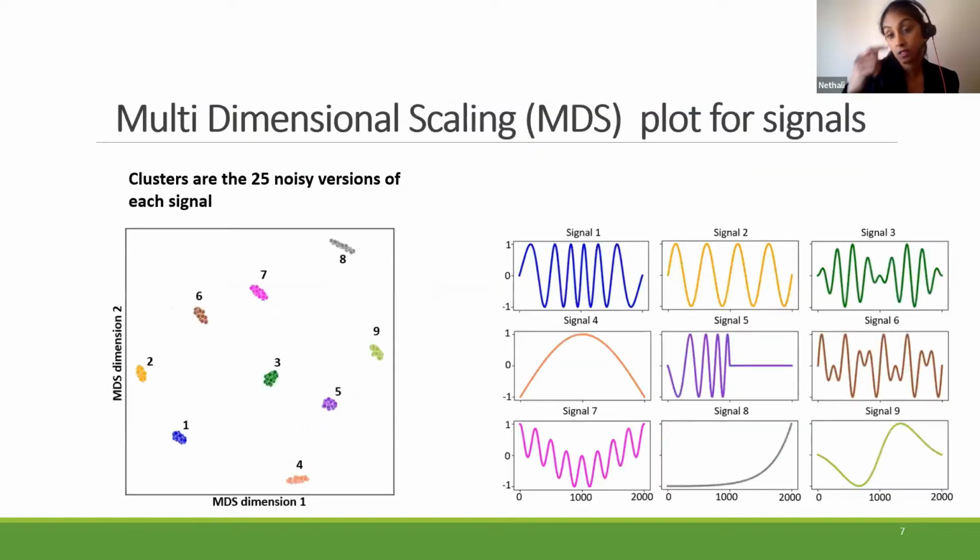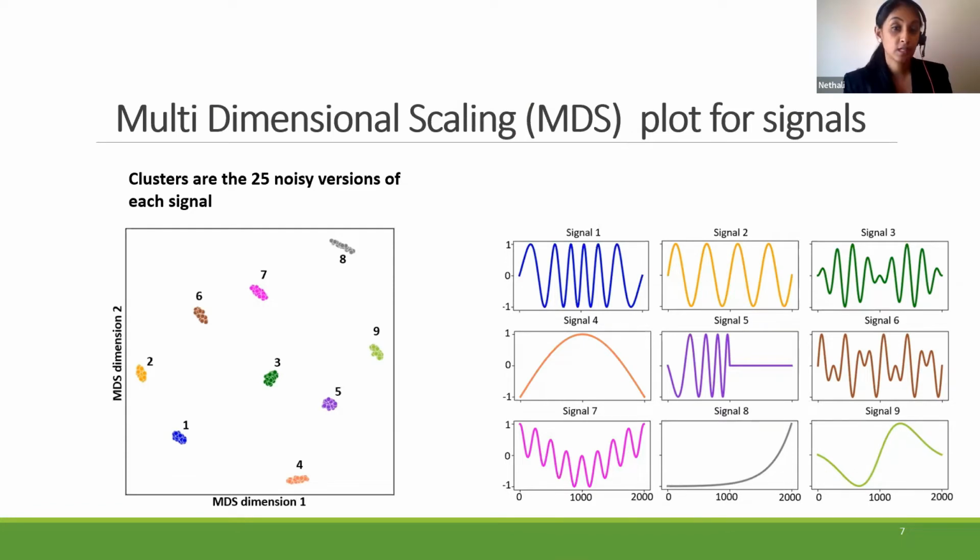If you wanted to see how close or different these signals are to each other, you can project them using multidimensional scaling. This is kind of in the line of PCA, t-SNE, if you know that. Through MDS, I just plotted these signals, as you can see.